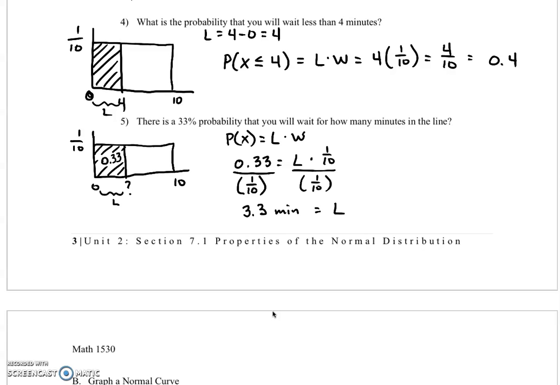That concludes our discussion of uniform probabilities. So in the next video, we'll pick up with the normal curve, which is a second type of continuous probability distribution.